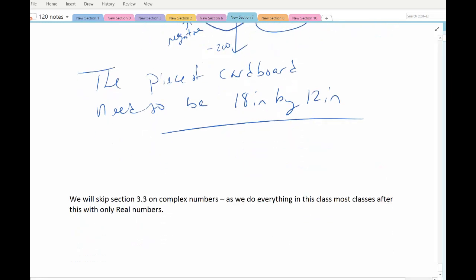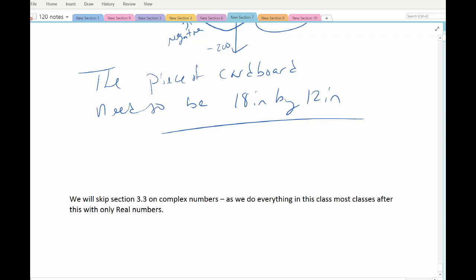Just so that you know, we are skipping 3.3, which is on complex numbers. If you're curious, you can always look at it on the MyLab. But everything we do in this class, and everything that you should be doing in the classes after this, so if you're going on to finite math, or calculus, business calculus, or statistics, all of those math classes are based on real number values. We don't use any imaginary numbers. You'd only use imaginary numbers if you were going on past Calc 1.